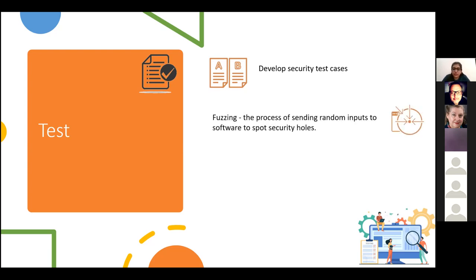Next is fuzzing. Fuzzing is a term that is becoming very popular right now. It's a process of sending random inputs to the software to spot security holes. A large number of vendors are producing great fuzzing tools. Some are even able to automate tests with integration into our pipelines.